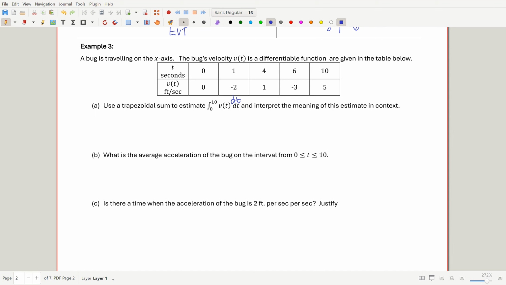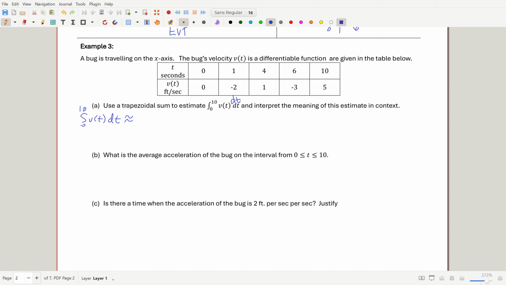Okay, so trapezoidal sum, I'm going to have 4 intervals. Those intervals are different widths. That's totally okay. That happens sometimes. We just have to be aware of it. And then don't forget the correct formula to do. So what we'll say here is the integral from 0 to 10 of v of t dt is approximately, because we're estimating, and that's the last time I'll use the approximate sign, because everything after that is going to be equal to the thing before it.